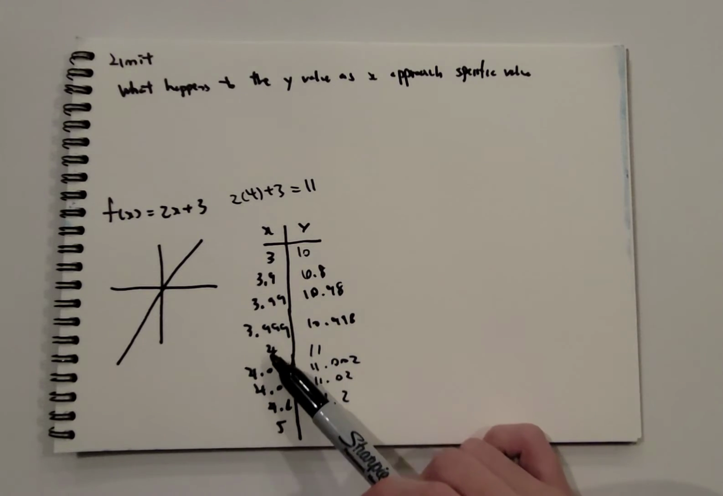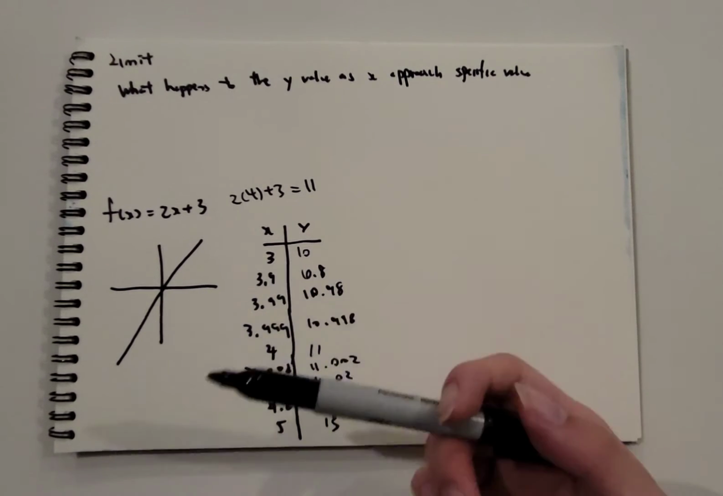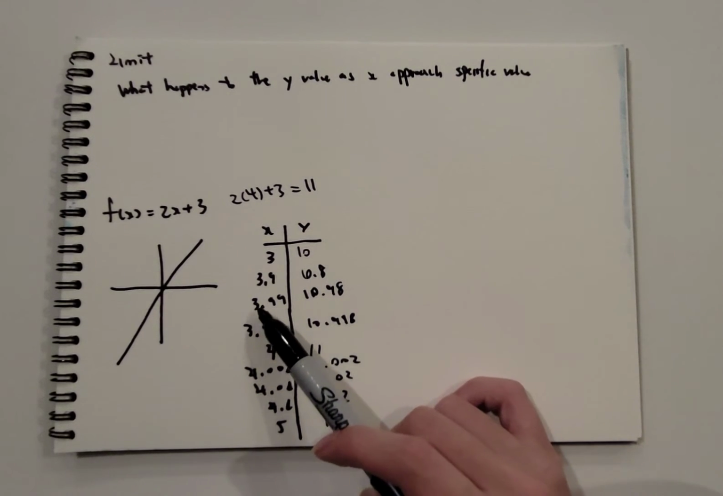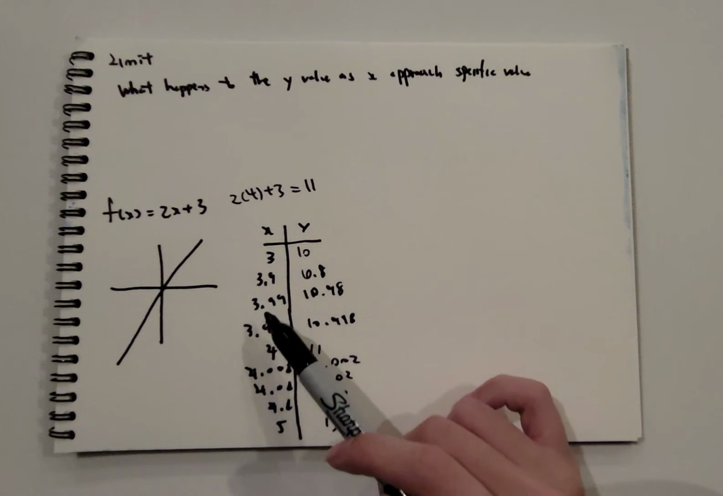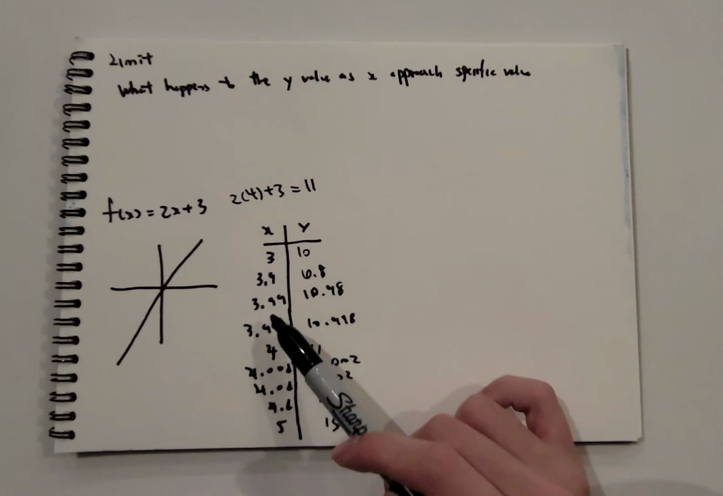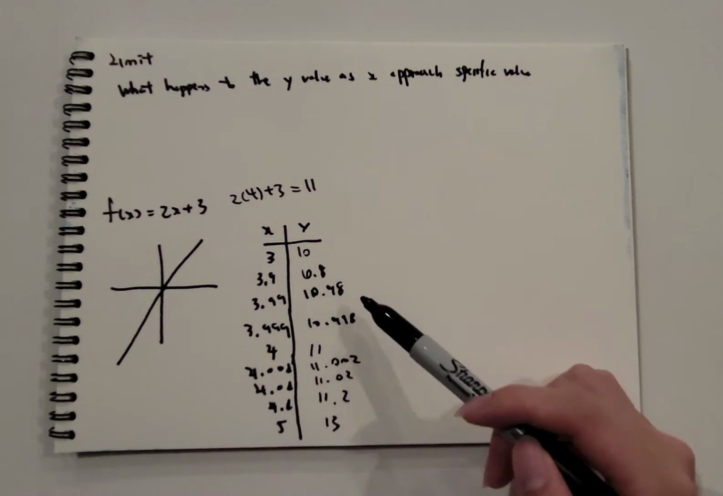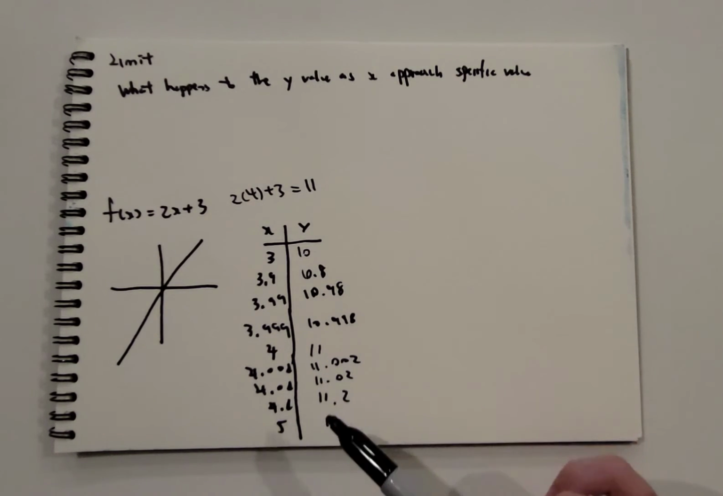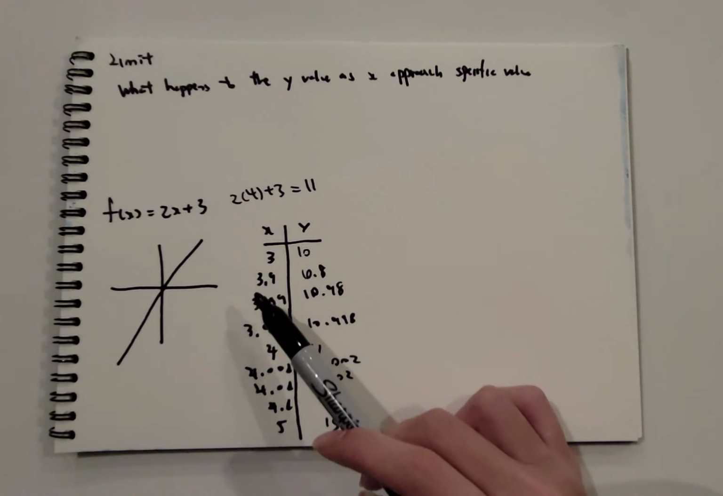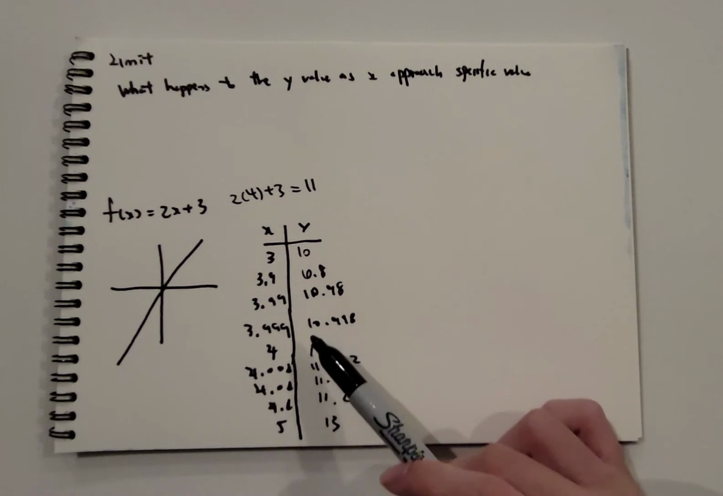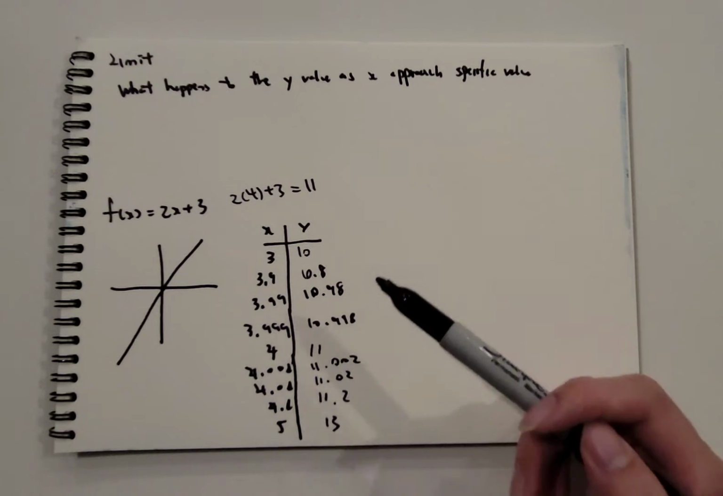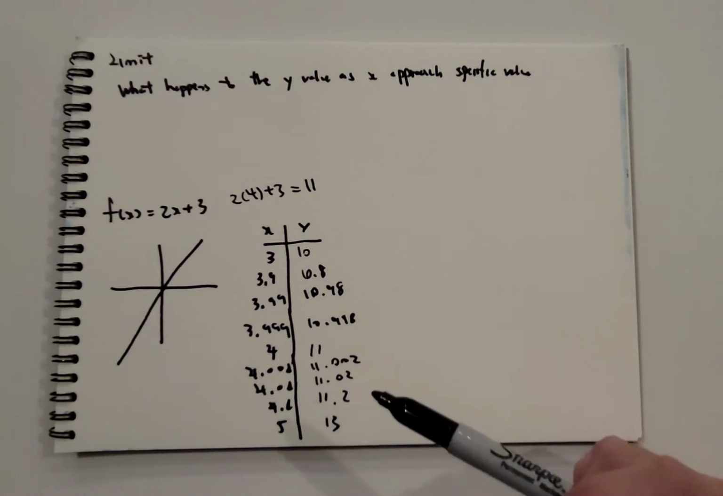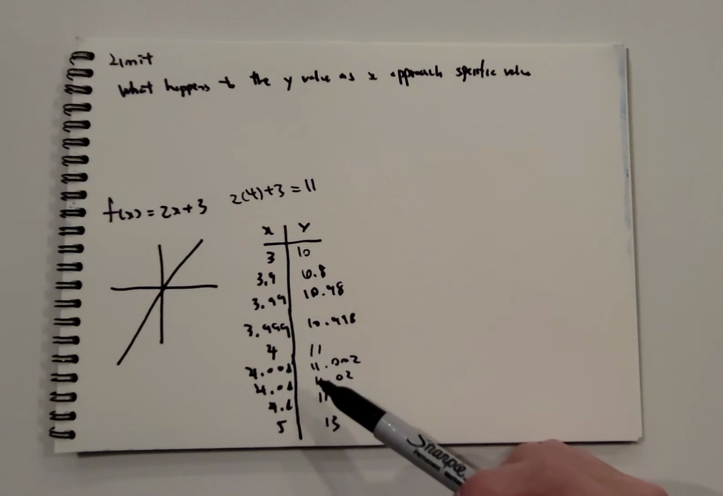As x approaches 4, what does approach mean? Approach means getting closer and closer. As x gets closer and closer to 4, you see 3.999 is closer to 4 than 3.99. So as x gets closer and closer to 4, the corresponding y values get closer and closer to 11, right? Either from the left side or the right side. From the left side, it's going to be 10.99998, which is very close to 11. From the right side, it's going to be 11.002, and then very, very close to 11.